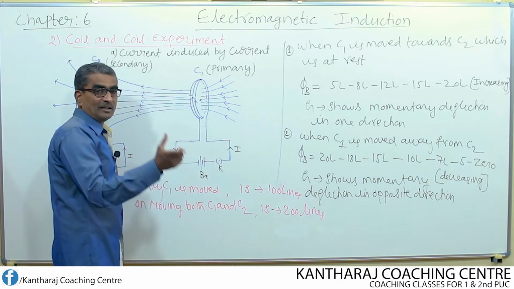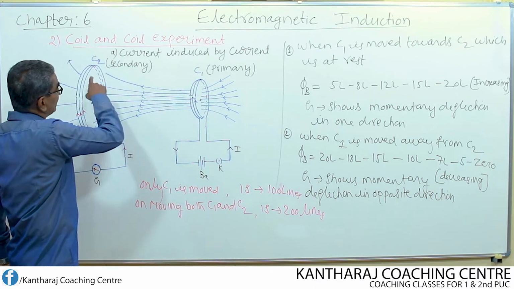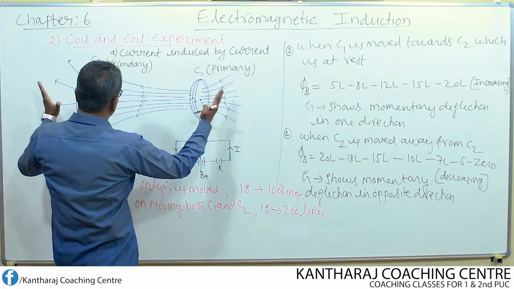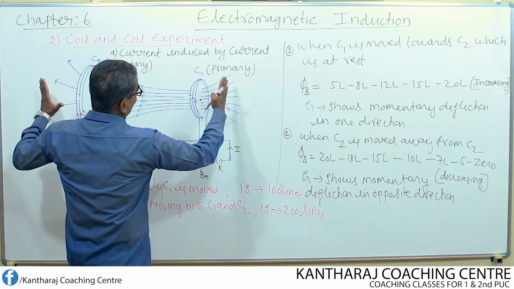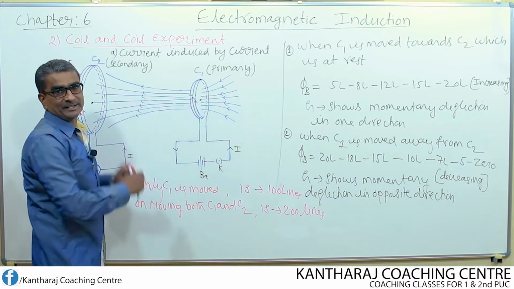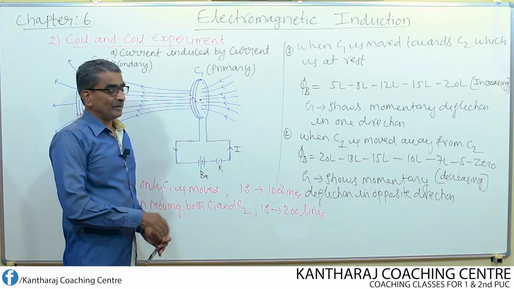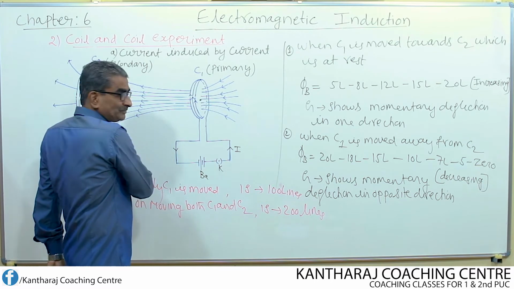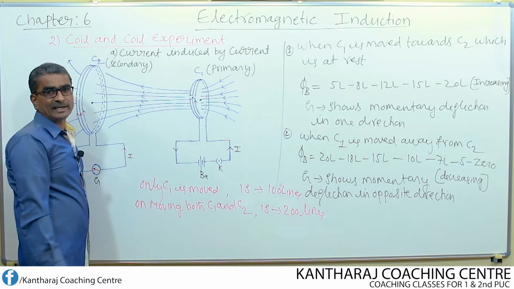So that is why large EMF is induced in the secondary coil when both C1 and C2 are moved towards each other or moved away from each other with certain speed. So this is how we can increase the induced current in the secondary coil.